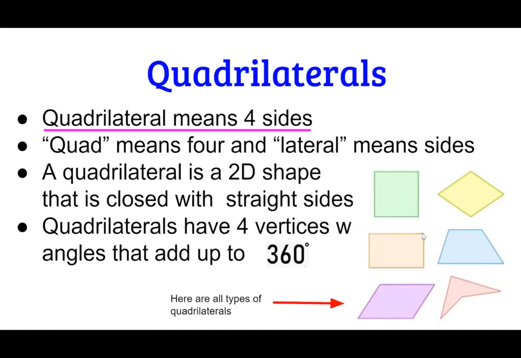We are specifically looking at quadrilateral, which means four sides. Quad, if you break it down, is four, and lateral means sides. So the word is quadrilateral. Okay, and that is a two-dimensional shape that is closed with straight sides. They have four vertices with angles that add up to 360 degrees. So here are all different examples of quadrilaterals. And if you counted all the sides on each of these shapes, you'll see that they all have four sides.